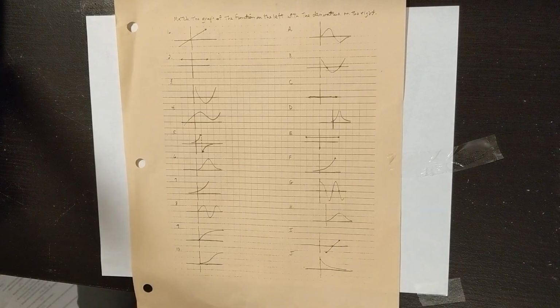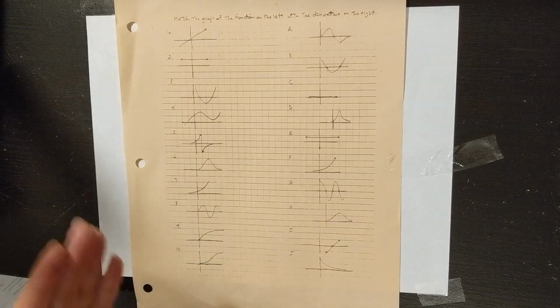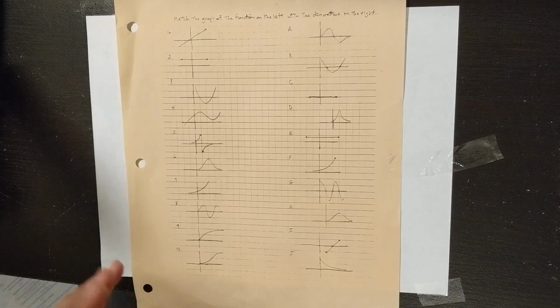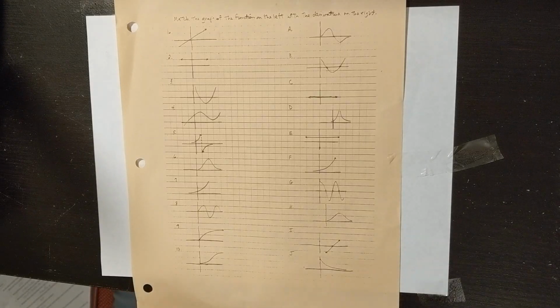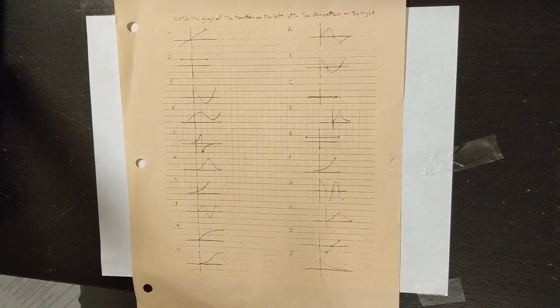It's a great little worksheet because it illustrates the derivative as a function. On the left, we have functions, numbered 1 through 10, and on the right, the letters A through J are graphs of the derivative of the function. So what you have to keep in mind is that a graph of a derivative is basically a graph of the slope of the function, because that's what a derivative is.